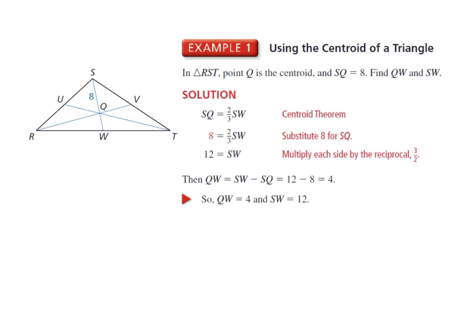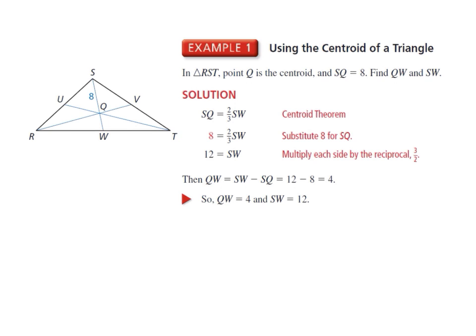All right, let's take a look at example 1. You're using the centroid of a triangle to help find lengths and measurements. So if we know that medians hit at a midpoint and we know that the properties are such that part of the median is 2/3 and the other part is 1/3, let's use that information in triangle RST. Point Q is the centroid and SQ equals 8. So find the length of QW and SW.